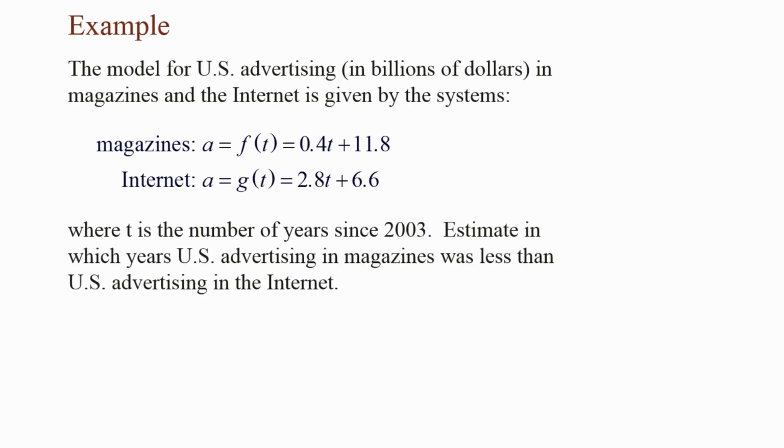In this example, the model for U.S. advertising, in billions of dollars, in magazines and the internet is given by the system. Magazines: A equals F of T equals 0.4T plus 11.8. Internet: A equals G of T equals 2.8T plus 6.6, where T is the number of years since 2003. Estimate in which years U.S. advertising in magazines was less than U.S. advertising in the internet. For this, we want to go to our calculator.